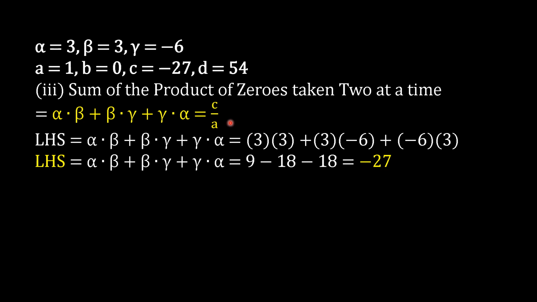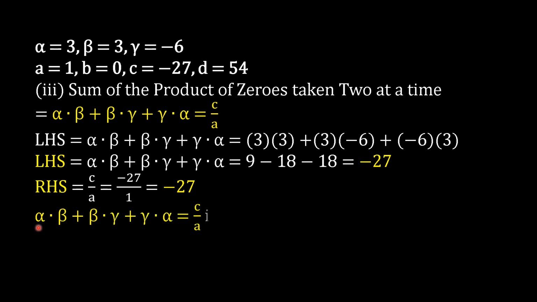Now we will write the right hand side, which is c upon a. We have c equals minus 27 and a equals 1, and this gives us RHS equals minus 27. We see that left hand side and right hand side both have equal values. Therefore, we can say that alpha beta plus beta gamma plus gamma alpha equals c upon a is verified.